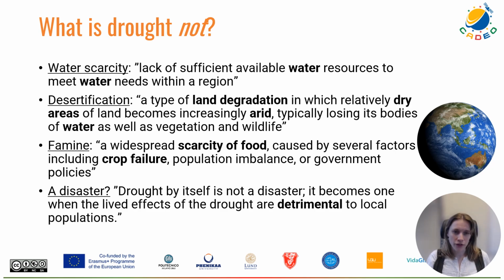Then we have desertification, which is a type of land degradation. So here, quite dry areas of land become more and more arid, losing bodies of water. For example, lakes are shrinking, vegetation and wildlife is affected. And this is also not necessarily connected to drought. It's more of a long-term trend, a drying trend.